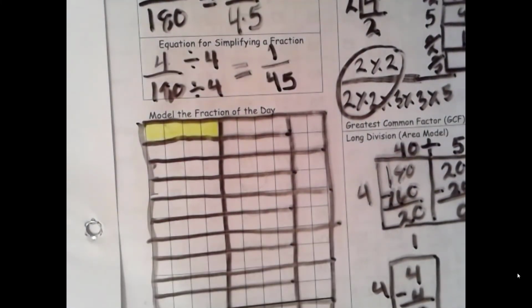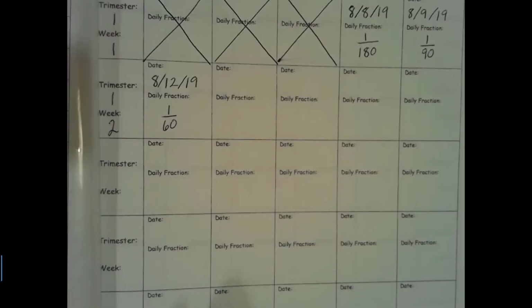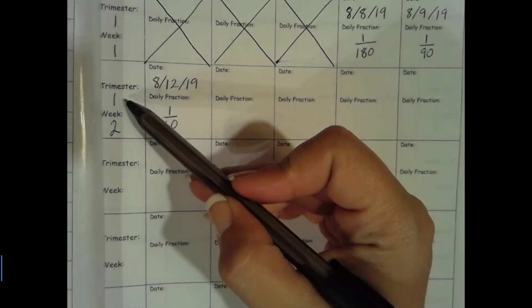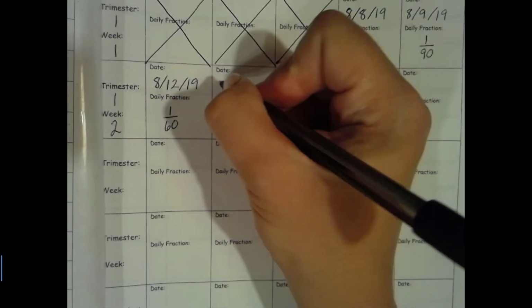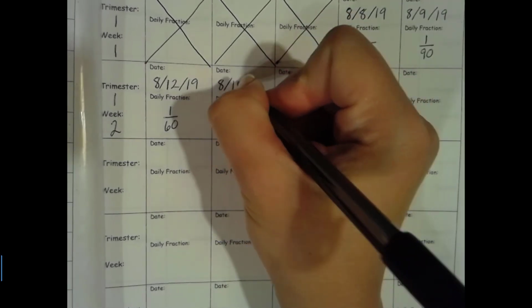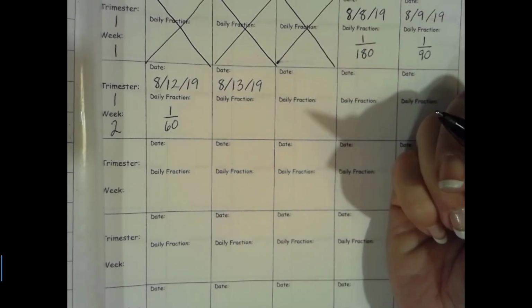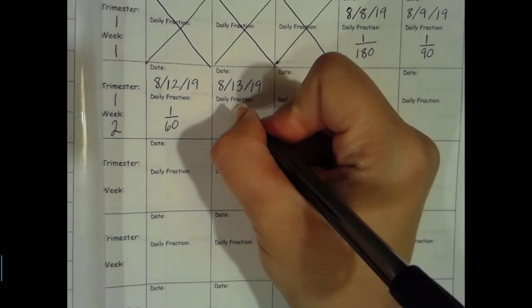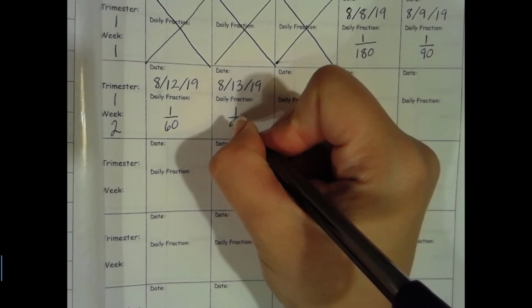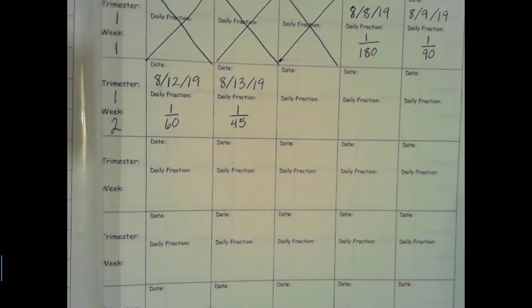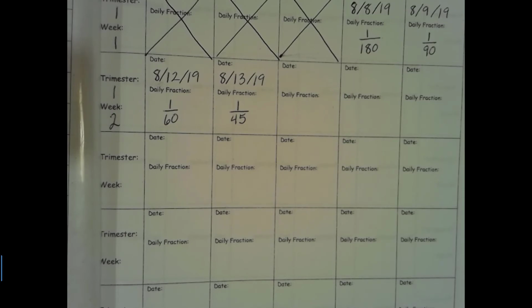So now let's go ahead and complete our data collection page. We are still in trimester 1, week 2. Today is 8/13/19, and our fraction for today is 1/45. Let's go ahead and get out our number line.